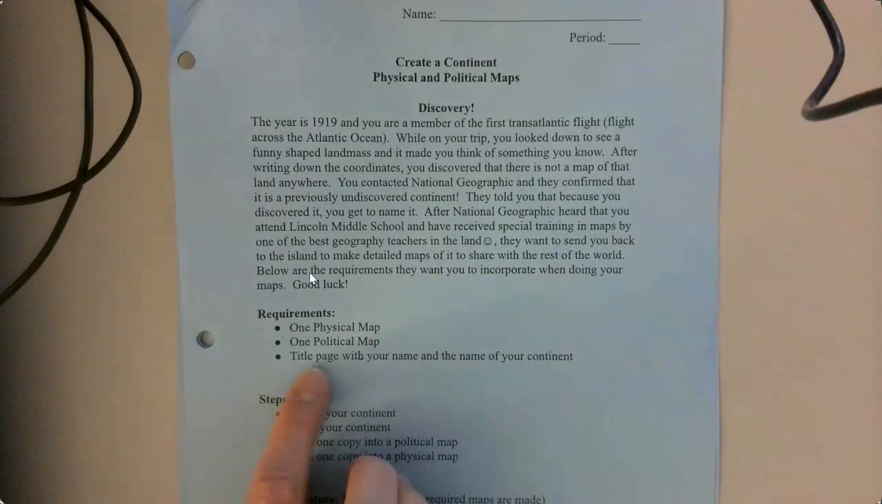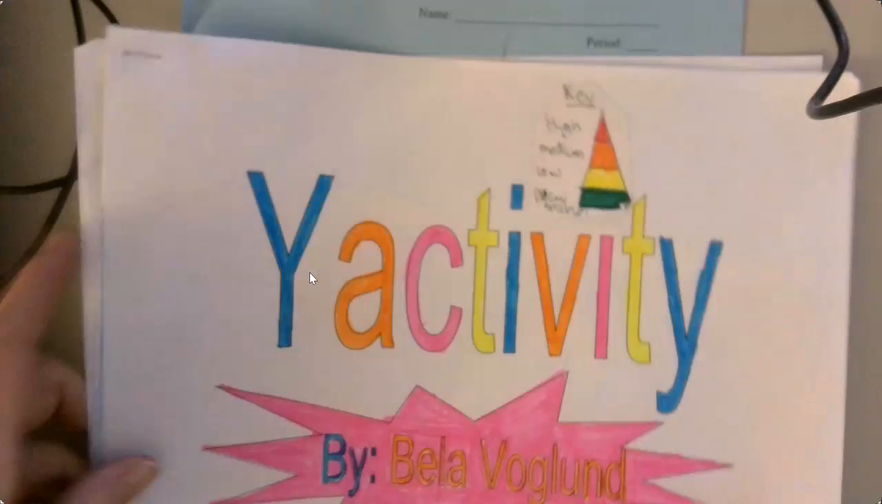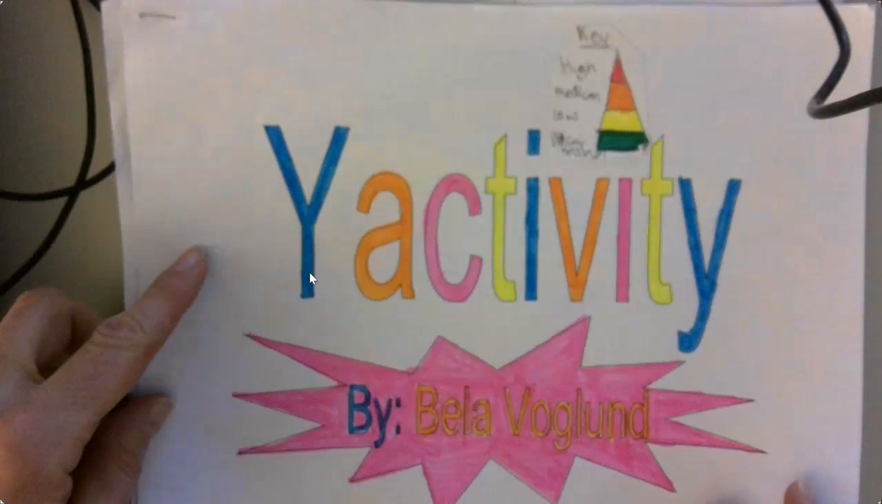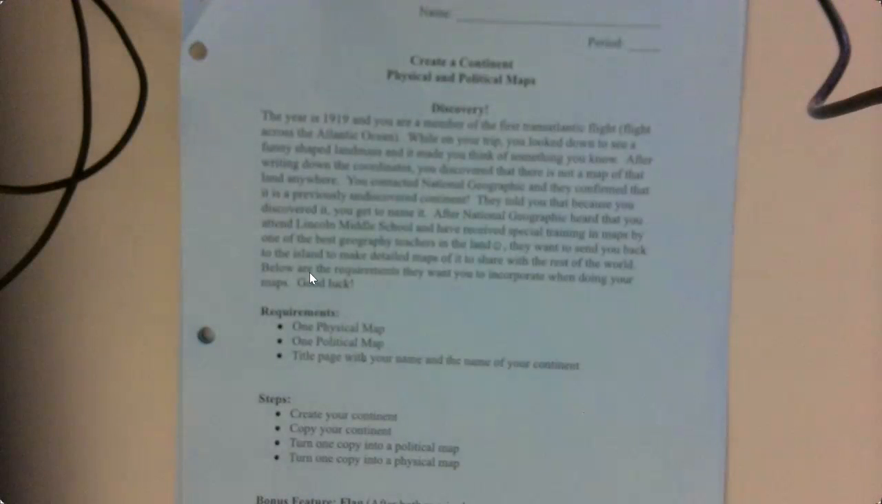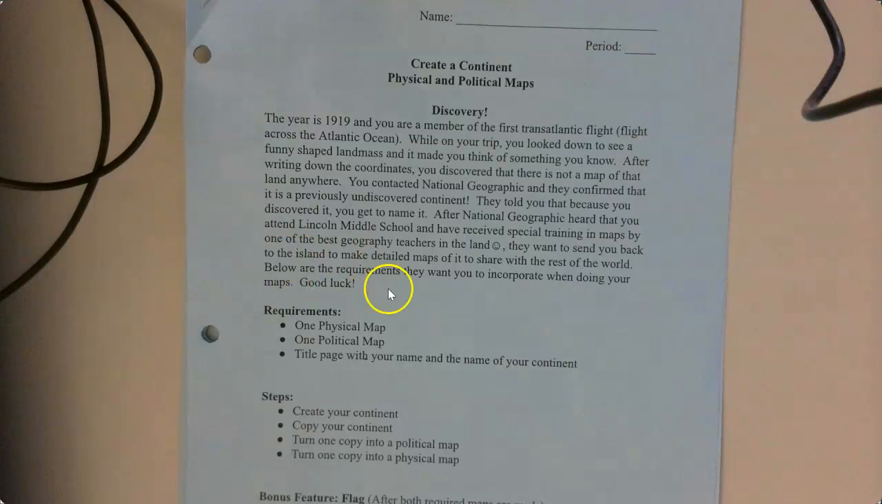Your title page, as it says on the front here, should have your name and the name of your continent. You can make your title page on the computer and I can print it off for you like this student did, or you can just get a blank piece of white paper and write your continent name and your name on it. It doesn't have to be fancy, but if you have time and you want to be creative with it, go for it. The other thing you could work on if you finish early is the flag that goes along with your continent, and you could tie that flag to your theme.